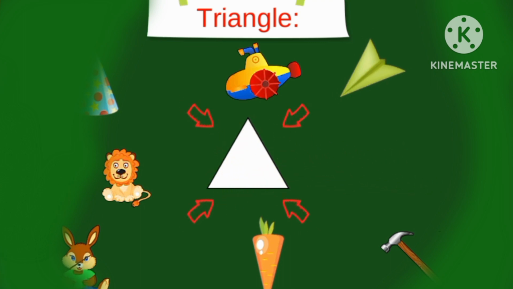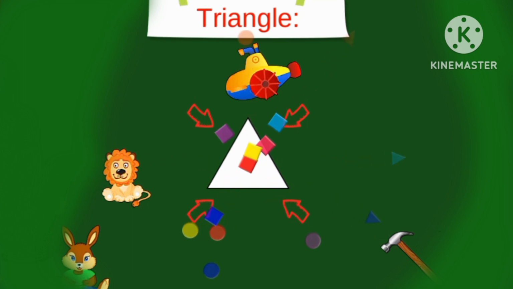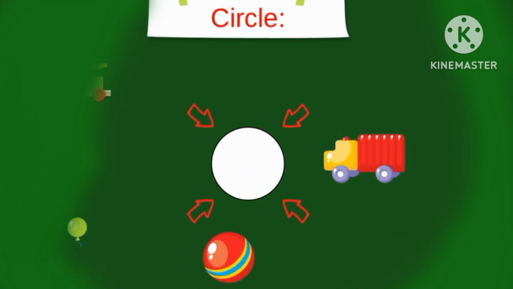Triangle. The ruler is triangle. The cat is triangle. The airplane is triangle. The cone is triangle.